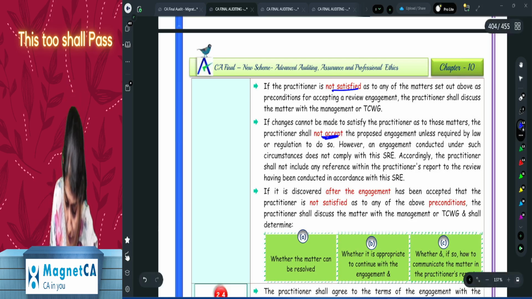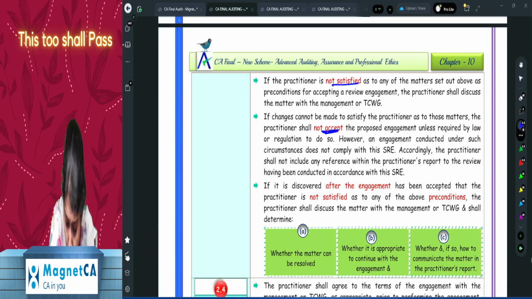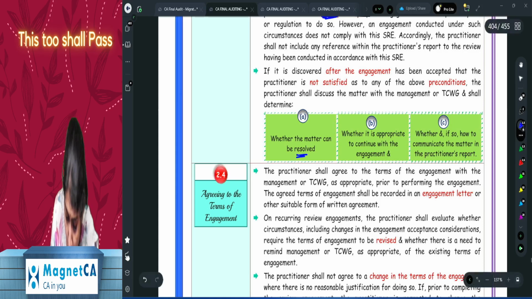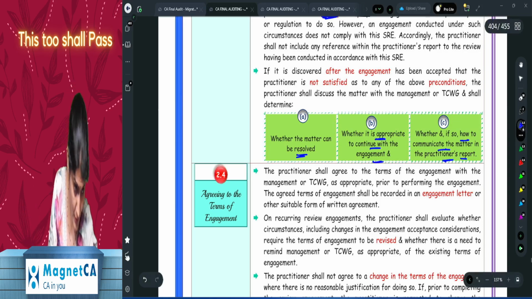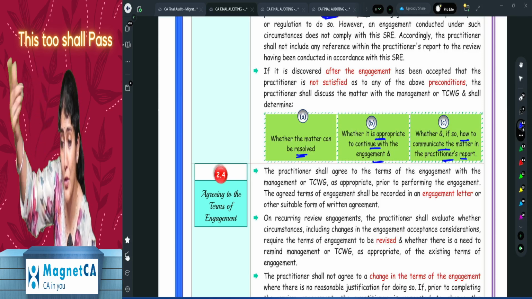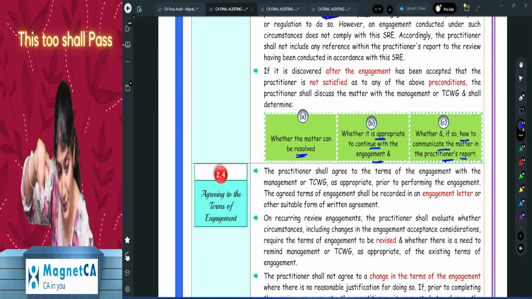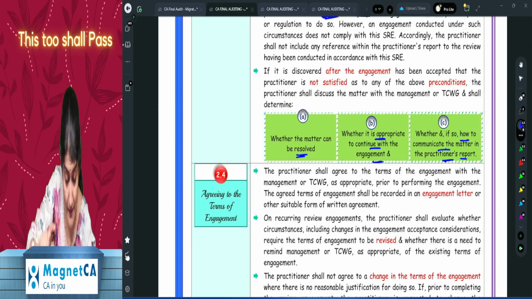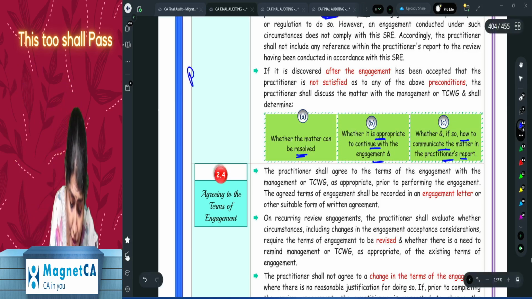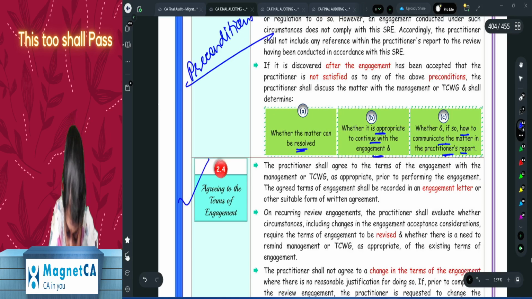And later on, if you think that it is not appropriate, then what do you do? Check how the matter is resolved, whether you should continue with the engagement, and if so, communicate the matter in the practitioner's report. Right? So first you thought of whether you should accept. Then after that, you issued the engagement letter. Yes, after that, you check whether the preconditions for an audit are present. Once you know that the preconditions are present, now you will issue the engagement letter.